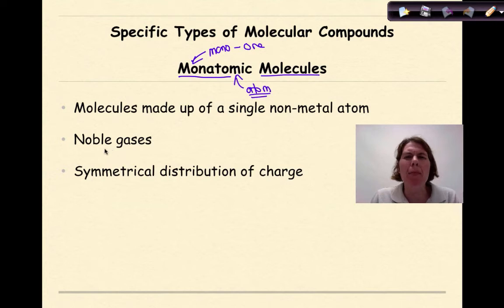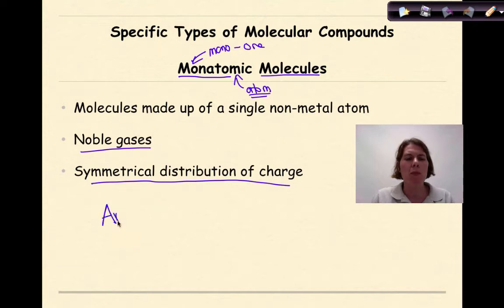Most of the time when we think about monatomic molecules, we think about the noble gases, the group 18 elements. They also have a symmetrical distribution of charge. Elements like argon: argon has 8 valence electrons, and if we represent them with Lewis dot diagrams, we just put the 8 dots around the symbol like so, representing an even distribution of charge. Or neon. Neon's the same situation: 1, 2, 3, 4, 5, 6, 7, 8. So again, that even distribution of charge.